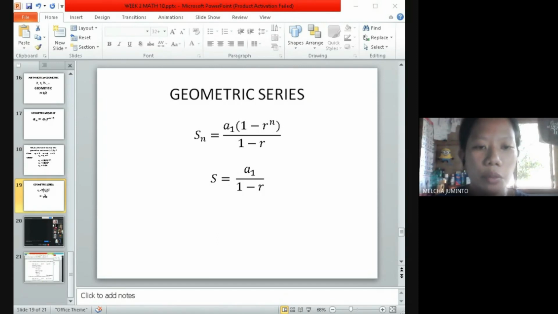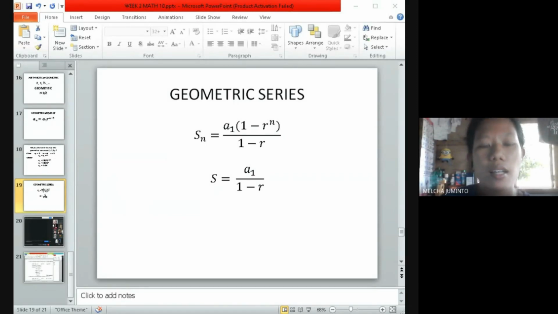We are able to get 2 because r squared is equal to 2 squared. Apply the square root to both sides, r is equal to 2. Therefore, the second term, which is also the geometric mean between 3 and 12, is 6. The same with the other examples in the activity sheet. And I hope you can apply that in answering the activities. There are 3 items for geometric mean.